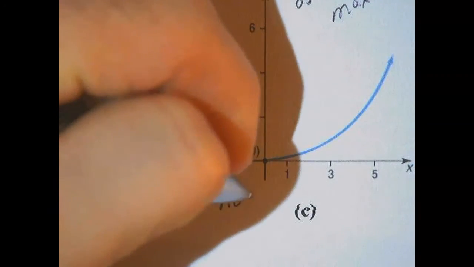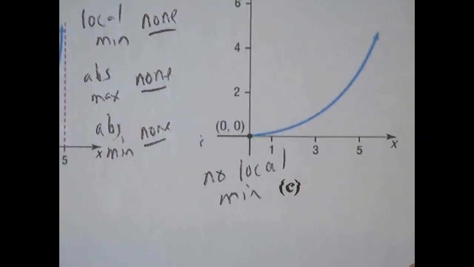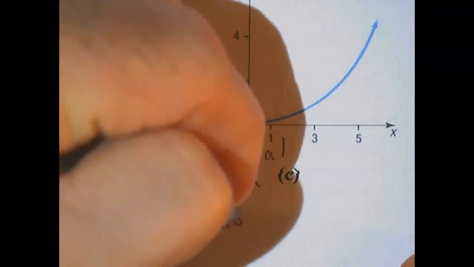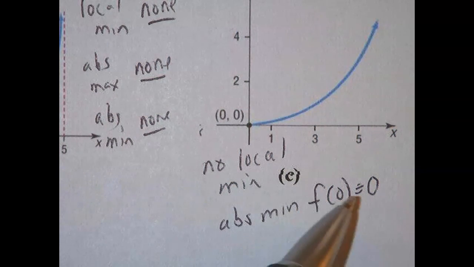So there's no local min, but there is an absolute min. That's f of 0 equals 0. Okay, so we'd say there's an absolute min at 0 with a value of 0.